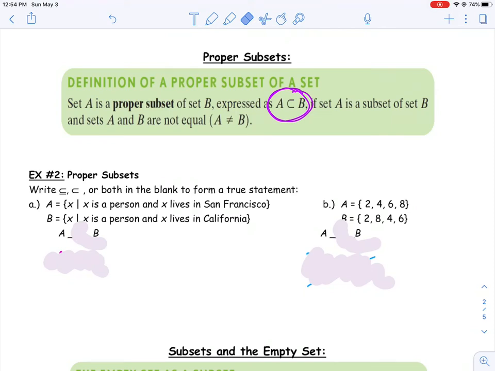A proper subset says that set A is a proper subset of B, and now we use this symbol. It looks similar to the subset, just without a line, so it's just the sideways U. If set A is a subset of set B, and A and B are not equal. So if everything in A is in B, then it's a subset. If they're not the same exact thing, then we call it a proper subset.